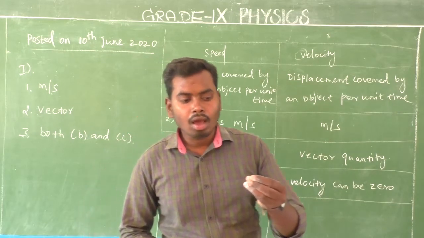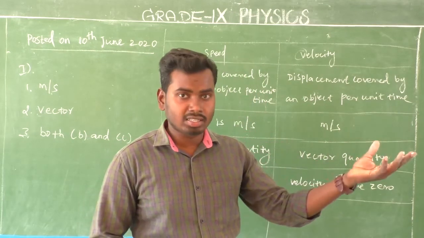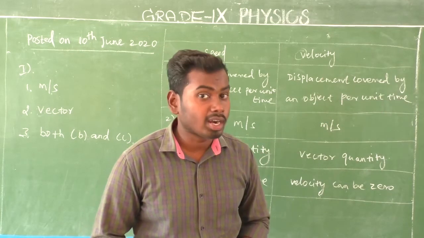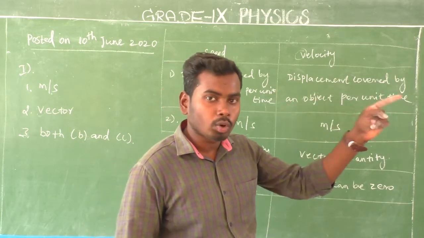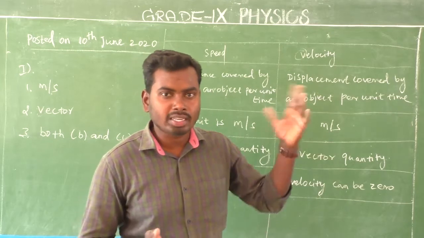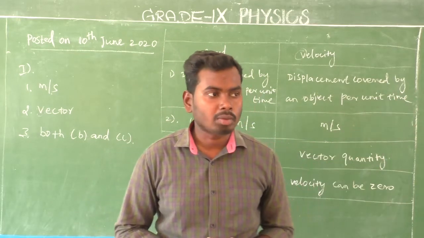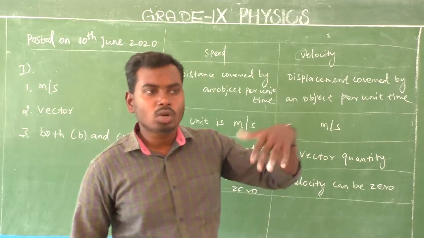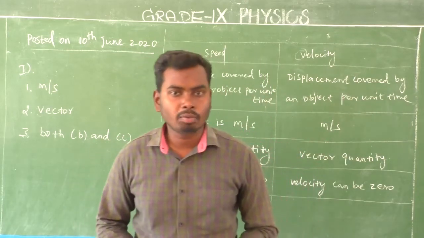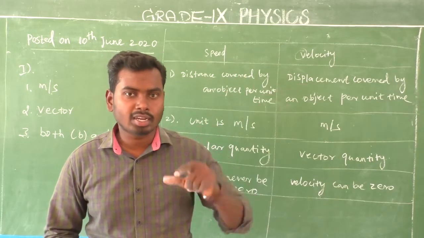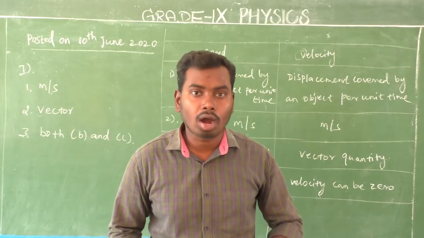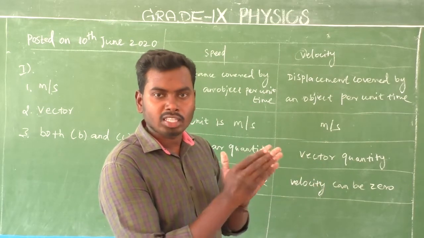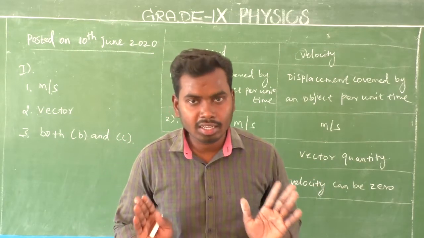When an object covers equal distances in equal intervals of time towards a particular direction, it's a very important point, towards a particular direction, we can say that the object is at uniform velocity. Here direction is important, because velocity specifies direction. Is it clear? It's very simple.